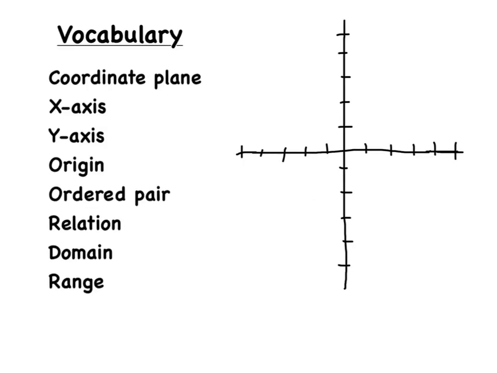Alright guys, today we are going to be focusing on ordered pairs and relations. This is basically where you're graphing numbers on a number line on the x and the y axis. Today we're also going to be focusing on the relationship of the numbers as well. So the vocabulary that we're going to be working with in this lesson are the coordinate plane, x-axis, y-axis, origin, ordered pair, relation, domain, and range.